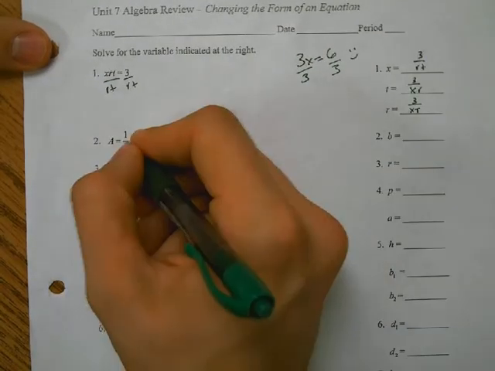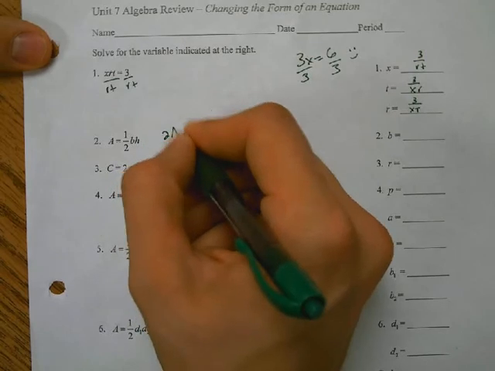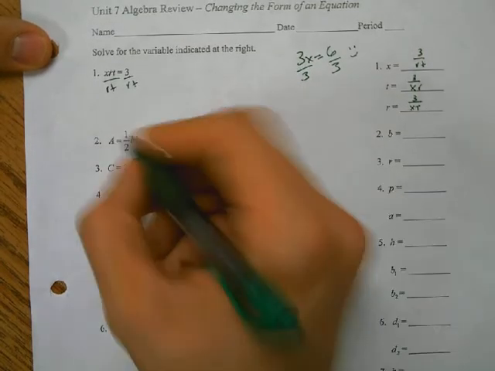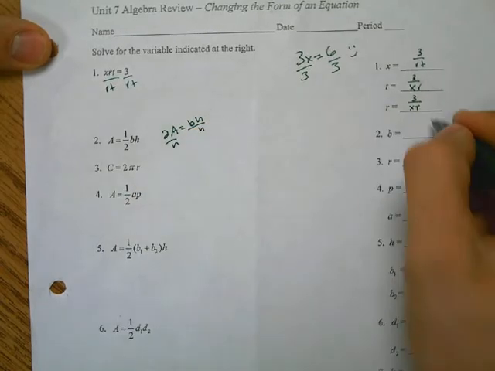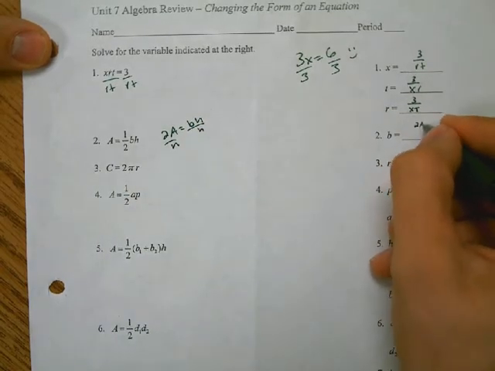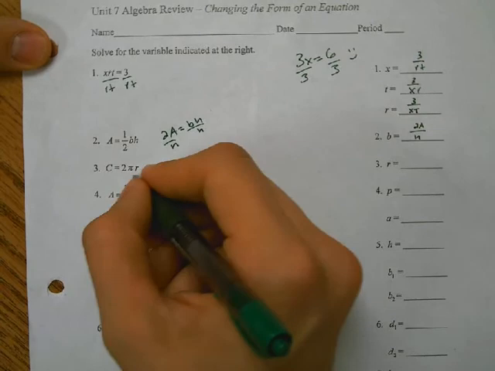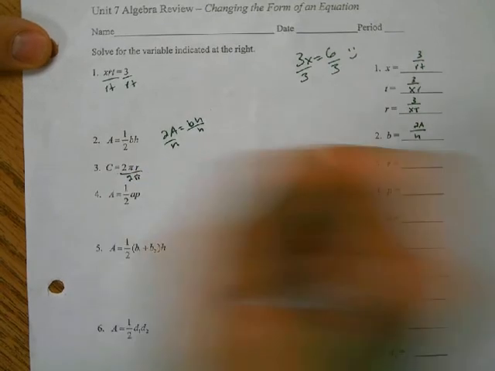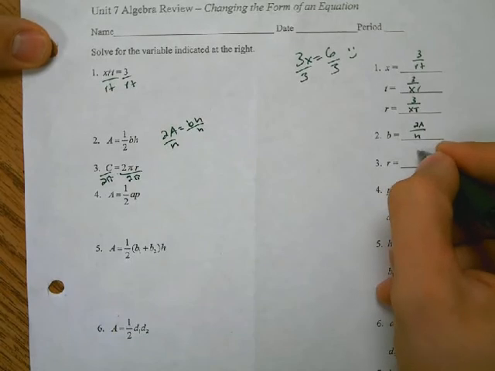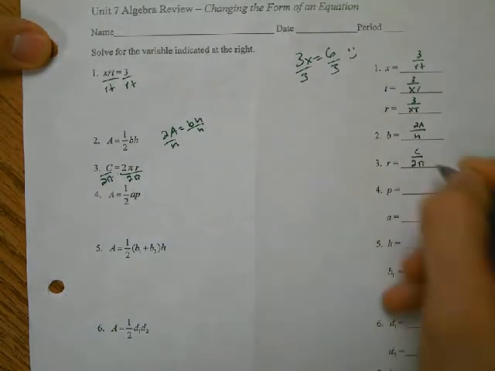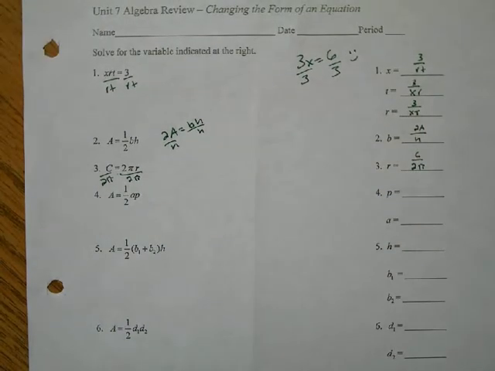I'm going to multiply both sides by 2. So I've got 2A is equal to BH. And then I want that H gone, so I'm going to divide both sides by H to get that final answer, 2A over H. For R, just dividing off that 2 pi, we'll get R all by itself. So I'll get R is equal to C over 2 pi. And again, 2 pi looks a little aggressive, but it's just a number.